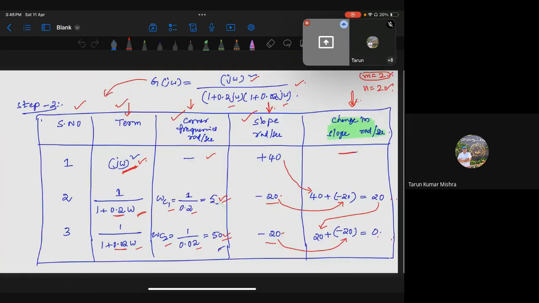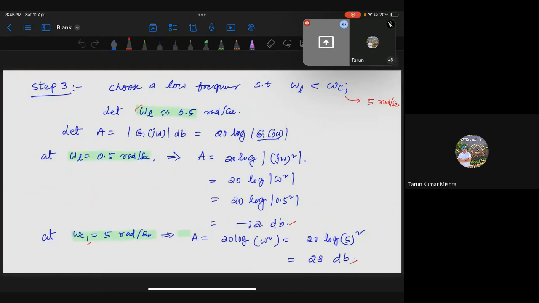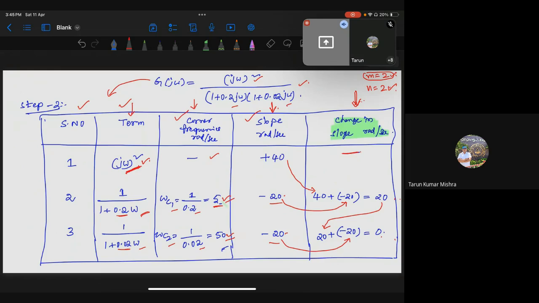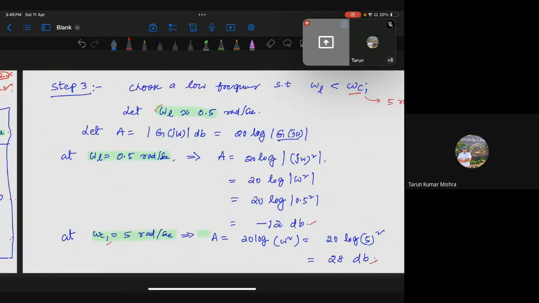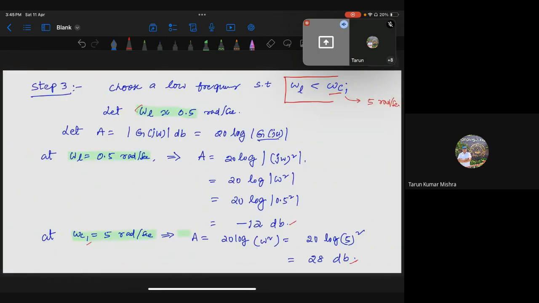So here you could see what is the omega C1 we have. Omega C1 is 5. What is the omega C2? We have 50. What we will do is we will try to take a frequency which is very far below this 5, very less than the omega C1, which is nothing but 5.